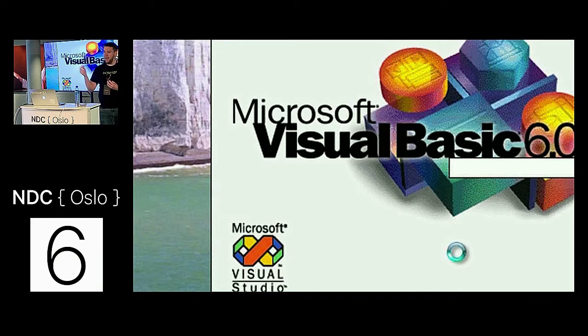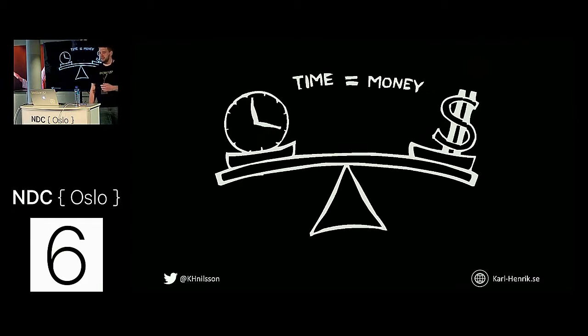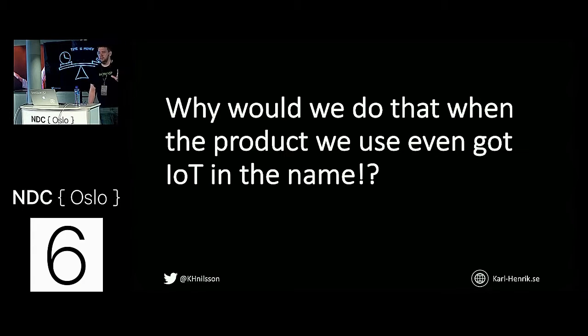And Dan got hired and wanted to rewrite the software. Do you think he got to do that? Because it worked, kind of. And I remember this story when I talked to the developers, because I realized what would happen. So I went back to the board of directors and said, "All right, guys, we need to replace this Raspberry Pi that runs Windows 10 IoT Core." And they told me, "Why would we do that when the product we use even got IoT in the name?"